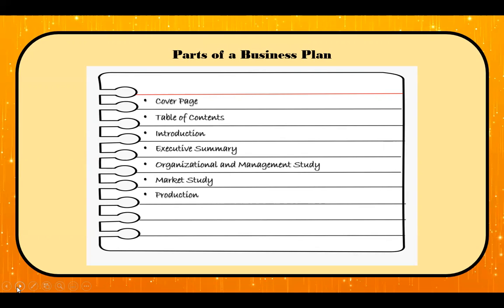So the production process, the plant size and production schedule, machine and equipment necessary, the plant location, the building, the facilities, raw materials, utilities, waste disposal, and production cost is under production. Next, we have financial study. So it includes the total project cost, the initial capital requirements, pre-operating cash flows, financial projections, and supporting assumptions.